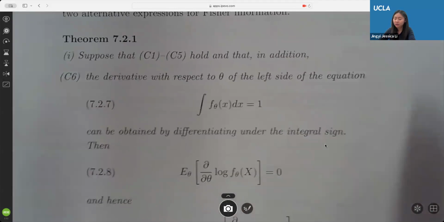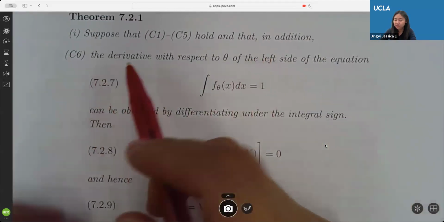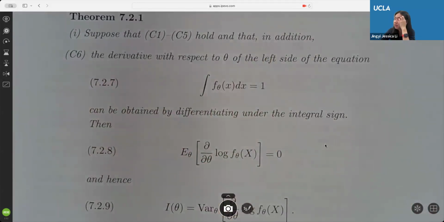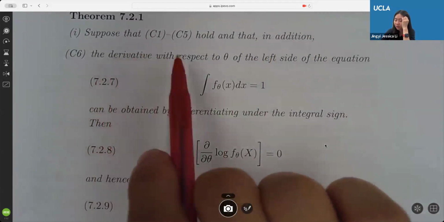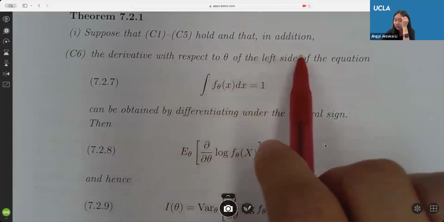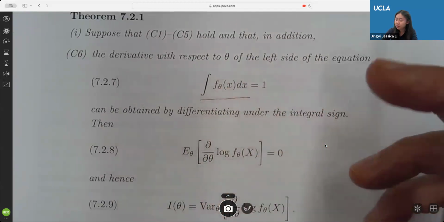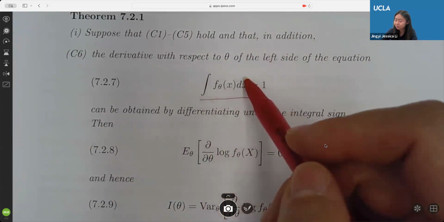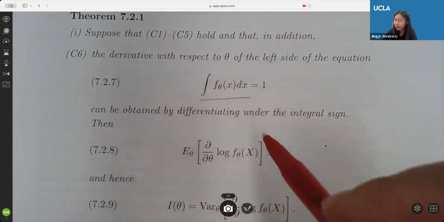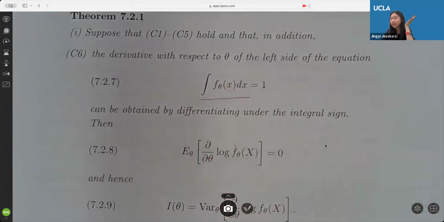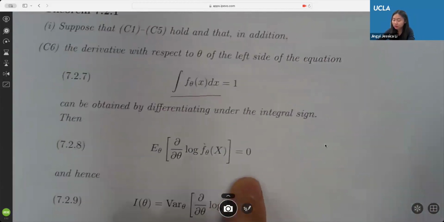So suppose that they hold and that in addition, we have C6, okay? What is C6? This is some additional condition you need on your density to get an alternative definition of Fisher information. The derivative with respect to theta of the left-hand side of this equation, this is just about the density integrating to 1, right? We're trying to say that you now take differentiation of this by putting it inside the expectation. So in other words, this condition is about the exchangeability of differentiation and integration. That's it. So we're just trying to say this.